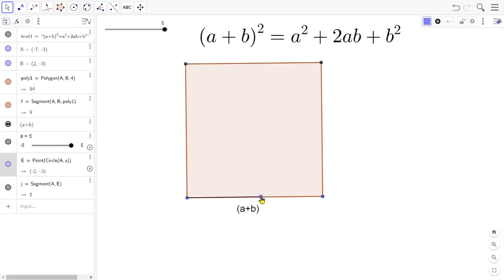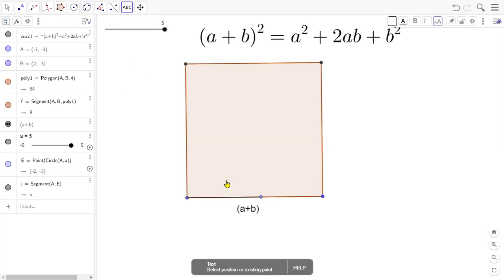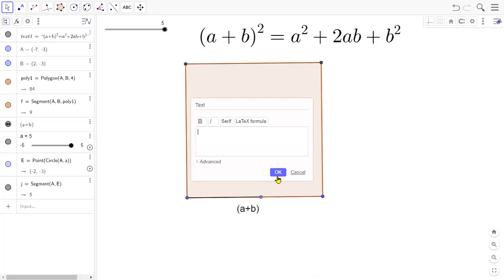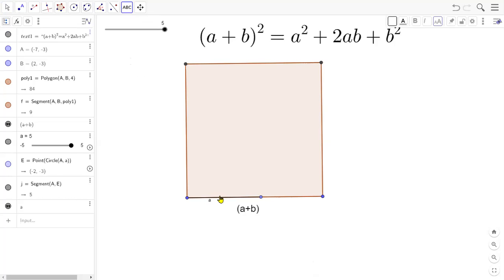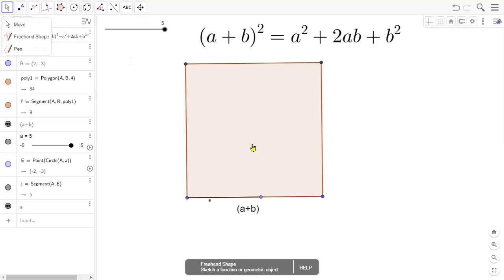This is just the slider. We can change the length of this slider. Let's say this segment is just the a unit. I am just going to divide the a plus b into two parts. One is the a unit and the next one is the b unit. Now let me put these expressions over here.